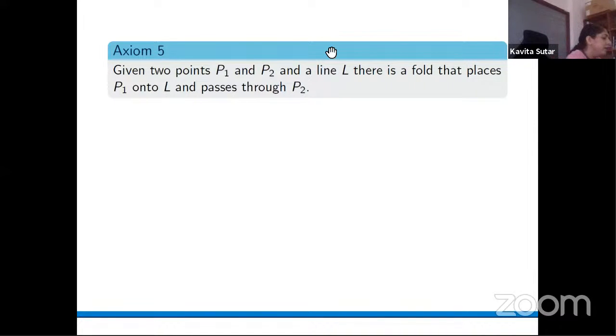So the placement of the points and the line is such that the distance between P1 and P2 is the same as the distance between the tangent from P2 to the line L. So here is P2. Here is P1. Now to make things simpler for my construction, I'm going to first draw the circle and then demonstrate the line.